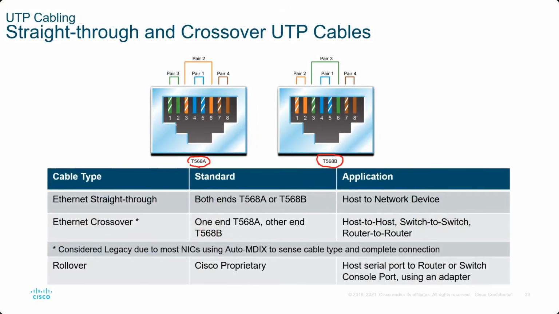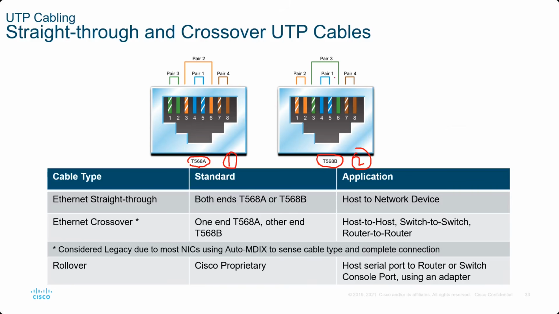Starting from pin 1, you can start from green white, green, and then orange white, and then blue, blue white, then orange, and brown white, brown. This is one sequence you can use, or this is the second sequence you can use by standard, when you're terminating.